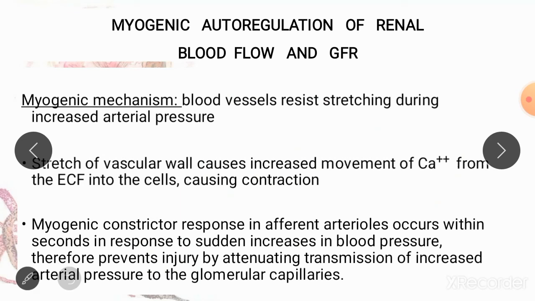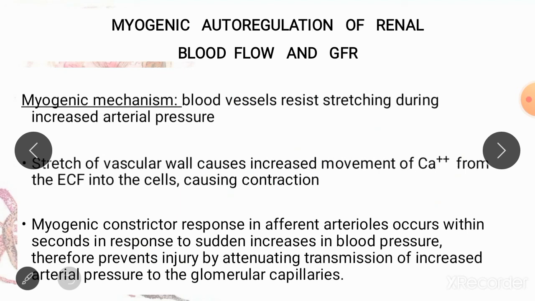So the myogenic constrictor response in afferent arterioles occurs within seconds in response to a sudden increase in blood pressure. Therefore it prevents injury by attenuating transmission of increased arterial pulses to the glomerular capillaries. Let me repeat, there are two ways to control your GFR despite changes in blood pressure. One is tubuloglomerular feedback, in which we have studied the JG cells and macula densa cells, and which involves the renin angiotensin system. Secondly, there is the myogenic autoregulation of renal blood flow and GFR.